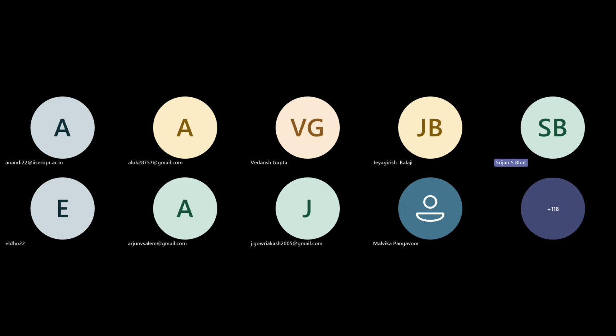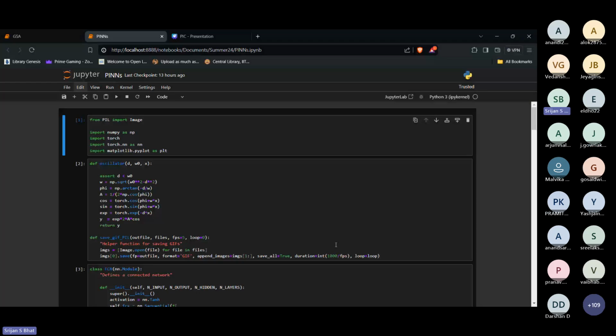So this is the code for this physics inspired neural networks. So what I've done here is I have defined the solution first of all. I hope this is visible, or is it not? Yeah, now it should be visible. It's visible, right? Yeah, good.